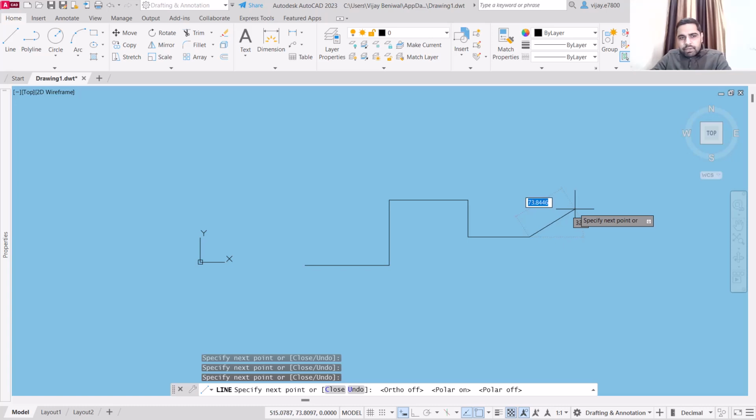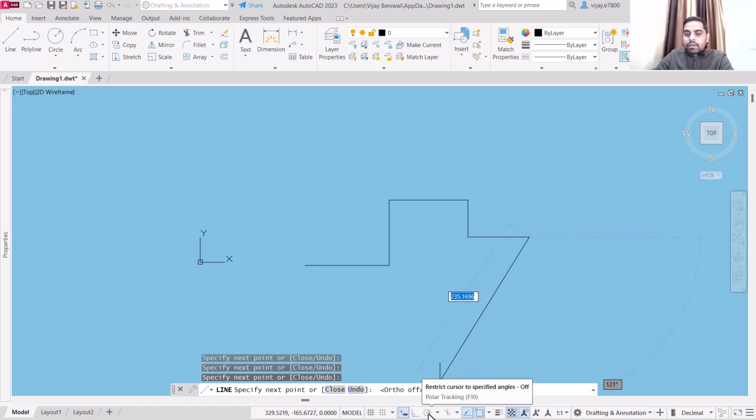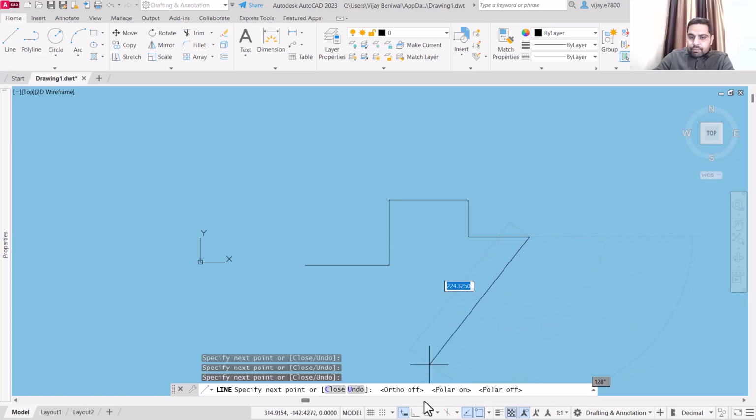If we are more comfortable using the mouse as our main working tool, then in that particular case ortho and polar tracking are quite useful for us. I hope you have understood polar tracking and ortho mode.